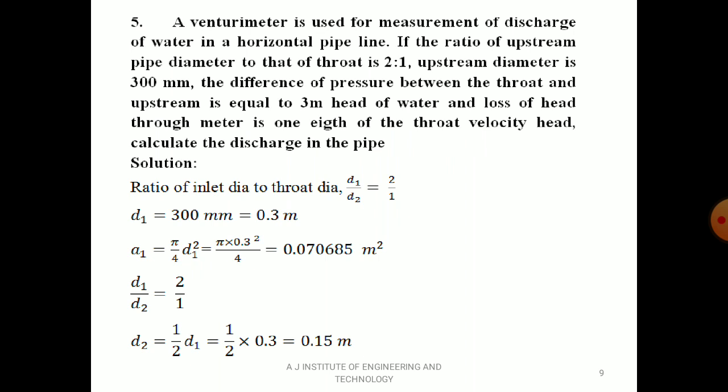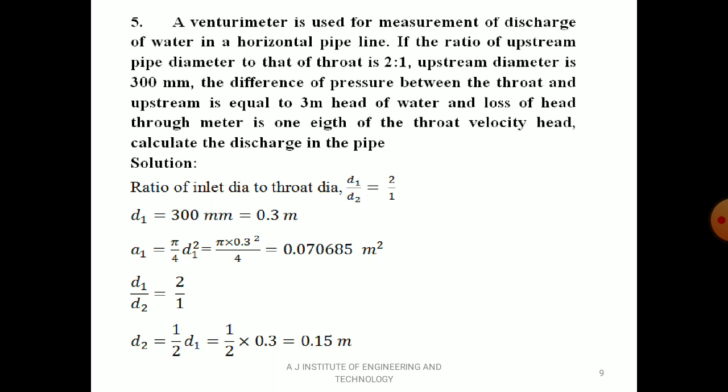So this is a venturi meter. The ratio of upstream pipe diameter to that of throat: the pipe diameter is taken as D1 and the throat is taken as D2. So D1 divided by D2 equal to 2. That is given in the problem. The upstream diameter, again the pipe diameter, is 300 mm. So that is equal to 0.3 meter.